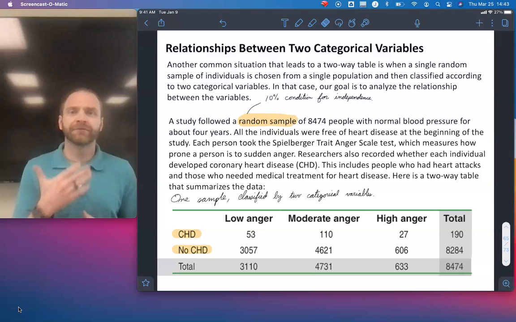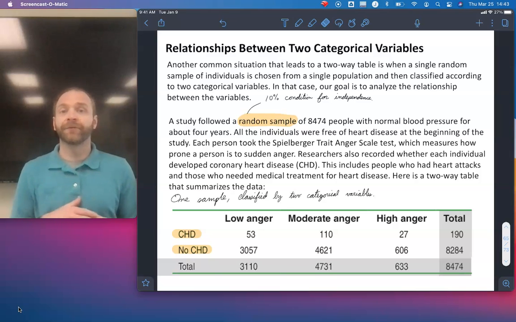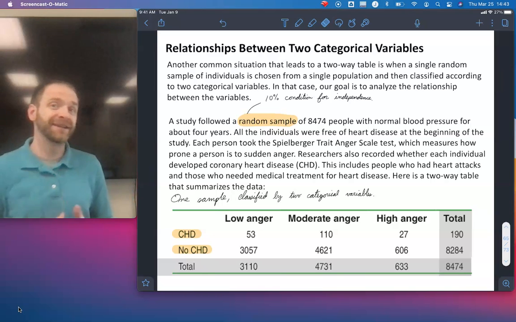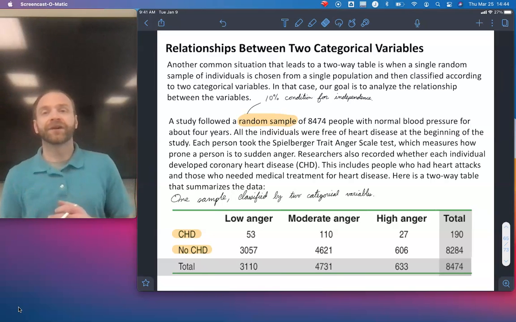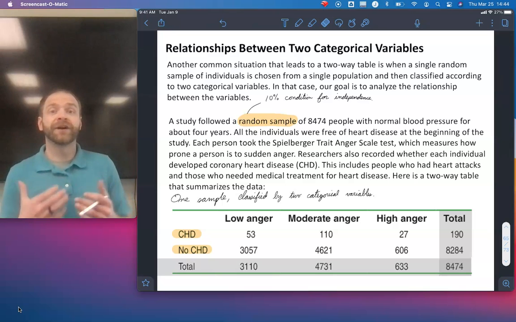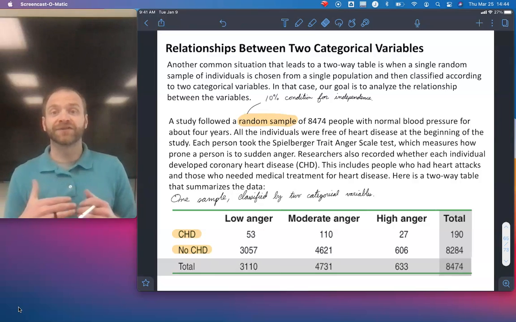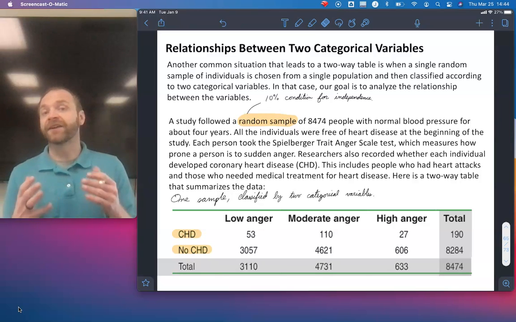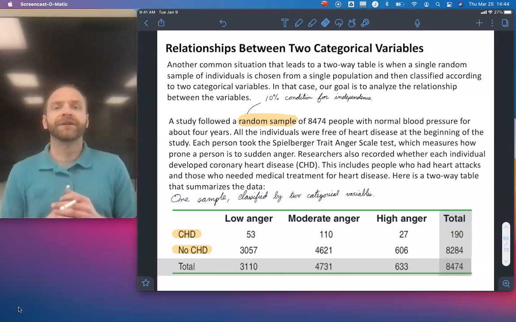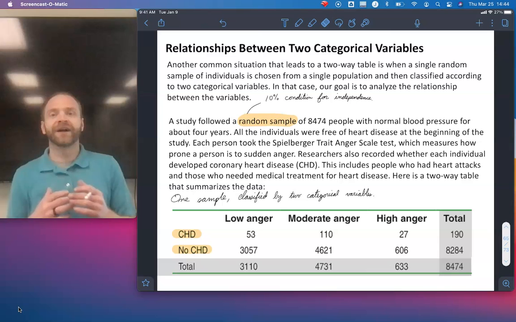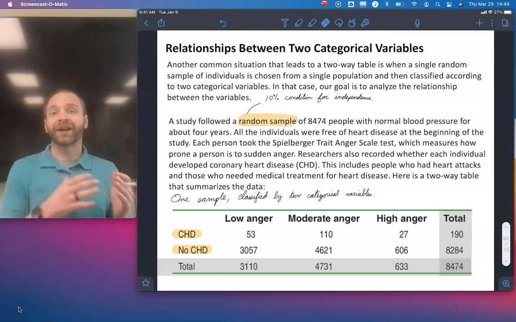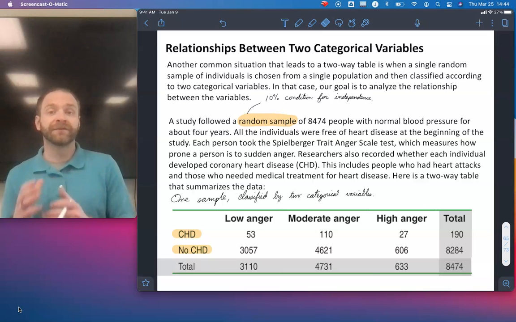Here we have another prompt to read, and it says a study followed a random sample. I highlighted that. That tells me I'm doing the 10% condition for the independent step. The sample is 8,474 people with normal blood pressure for about 4 years. All the individuals were free of heart disease at the beginning of the study. Each person took the Spielberger Trait Anger Scale test, which measures how prone a person is to sudden anger. Researchers also recorded whether each individual developed coronary heart disease, CHD for short. This includes people who had heart attacks and those who needed medical treatment for heart disease.